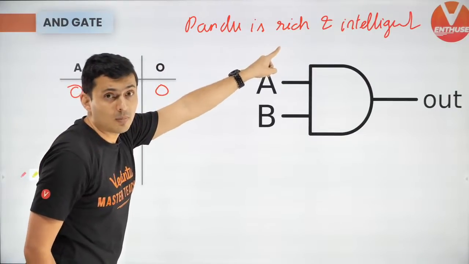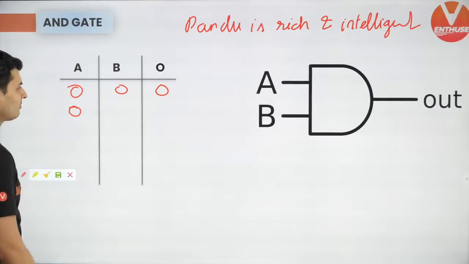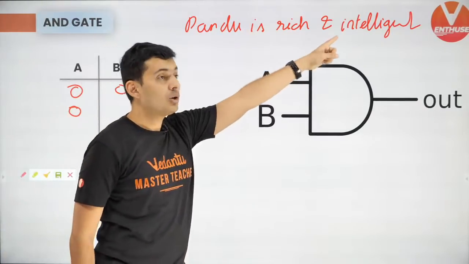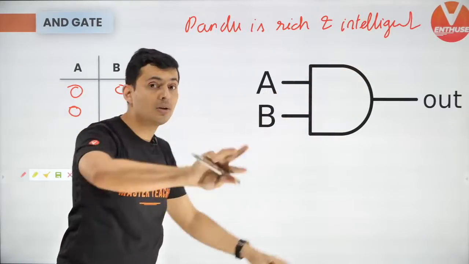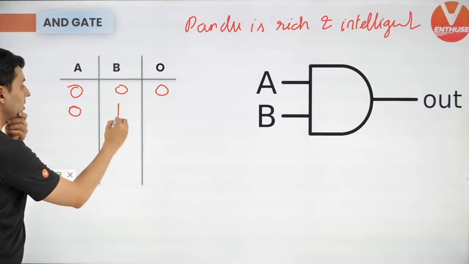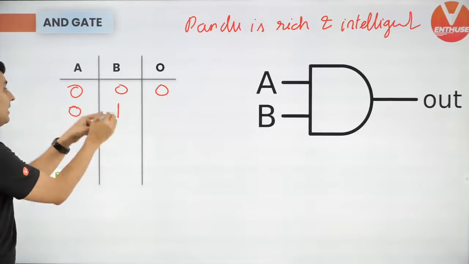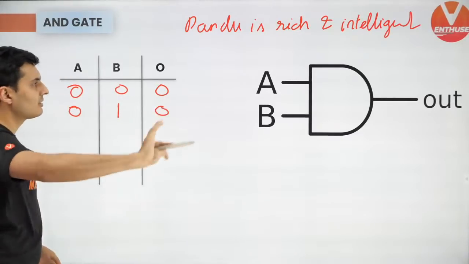You check whether Pandu is rich. Well, he is poor. He stays in a slum. You ask questions, you check his intelligence, and he is actually intelligent. Oh, Pandu is intelligent. Is Pandu rich and intelligent? No. He is not both.